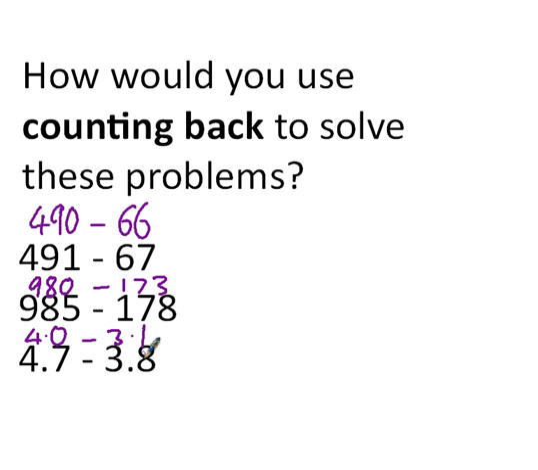Okay, so in each of these cases, I've built a bridge to Friendtown, I've counted back to the nearest friendly number, and then I've taken away the rest of what I need to take away.